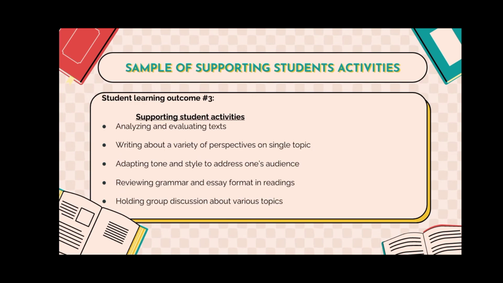And for student learning outcome number 3, we have analyzing and evaluating text, writing about a variety of perspectives on a single topic, adapting tone and style to address one's audience, reviewing grammar and essay format in readings, and also holding group discussion about various topics. Those are the 3 samples of supporting student activities.